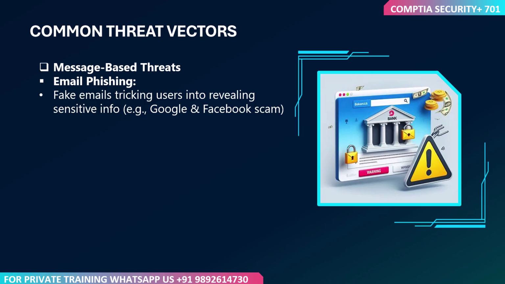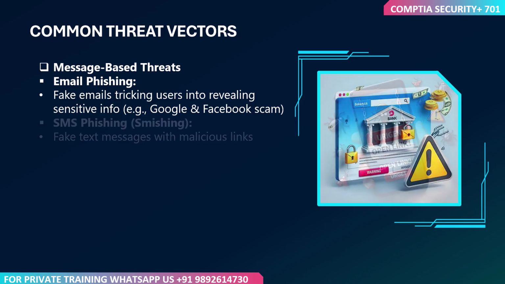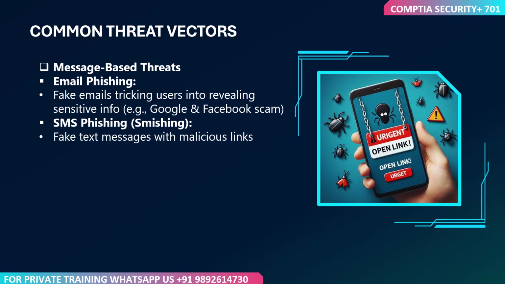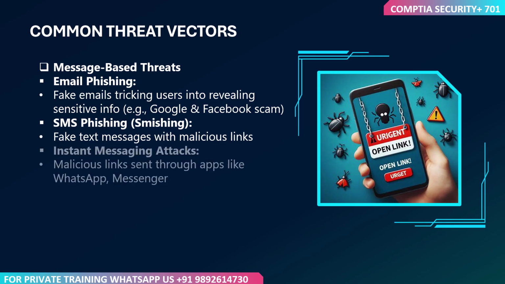But email isn't the only weapon in a hacker's toolbox. They also target you through text messages and instant messaging apps. Let's start with SMS attacks, also known as smishing. It's basically phishing but through text messages. Picture this. You get a text saying your package delivery is pending. Click here to track it. Sounds legit, right? But the moment you click, you could be installing malware on your phone without even realizing it.